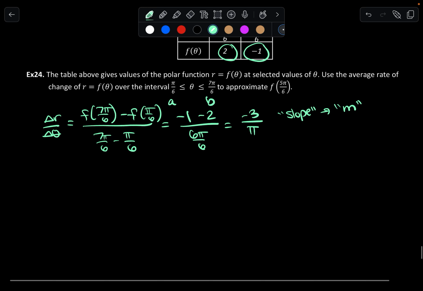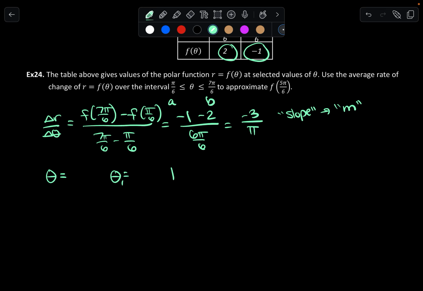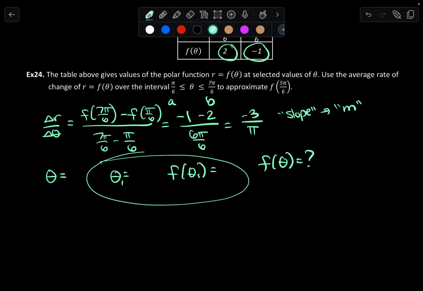So now we have a couple of substitutions. We have theta sub 1, we have f of theta sub 1, and we want to solve for f of theta. This is what we're looking for. So remember, the theta sub 1 and f of theta sub 1, that is your given.